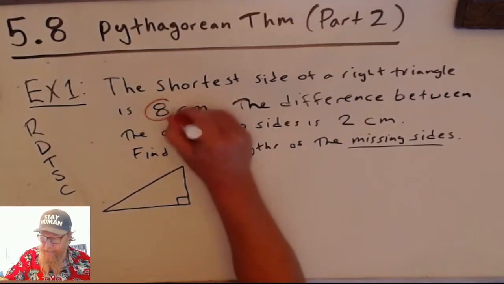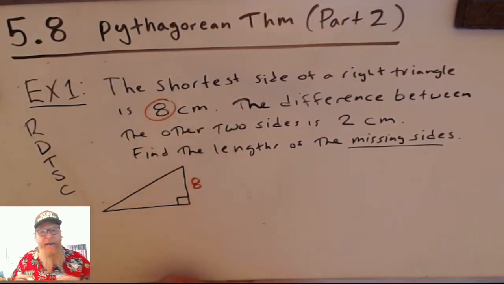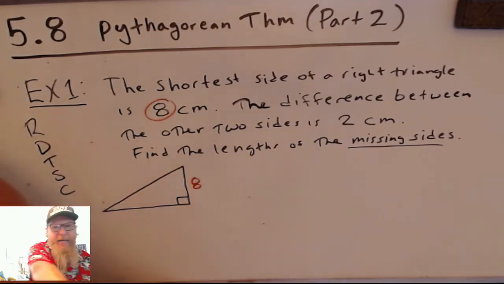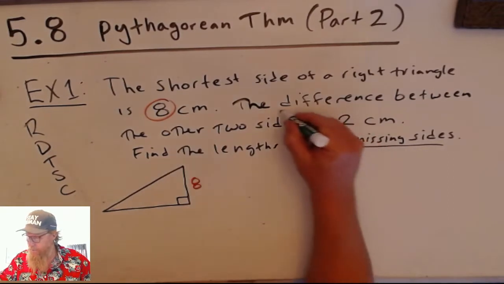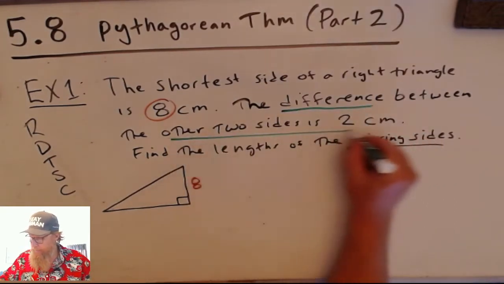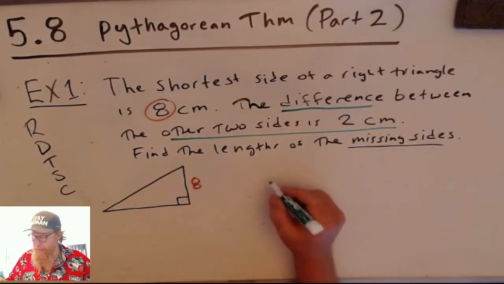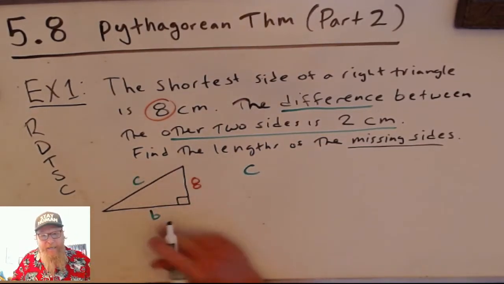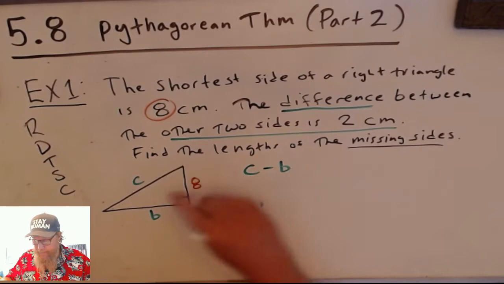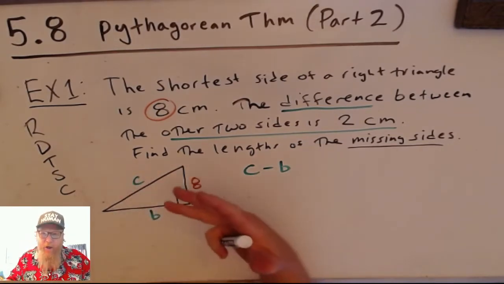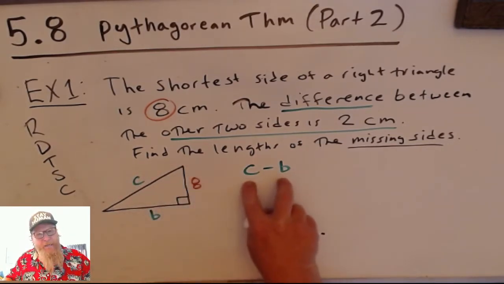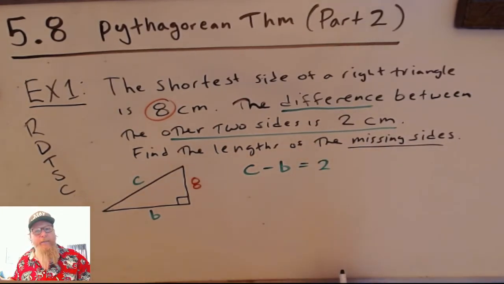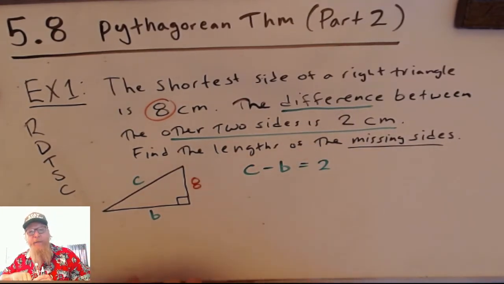The shortest side is 8, so that's going to be 8. The difference between the other two sides is 2. So that would be C and B. Those are the other two sides. Since C is the hypotenuse, it's the longest side, you have to put it in this order: C minus B is 2. All right, so very similar to last time.